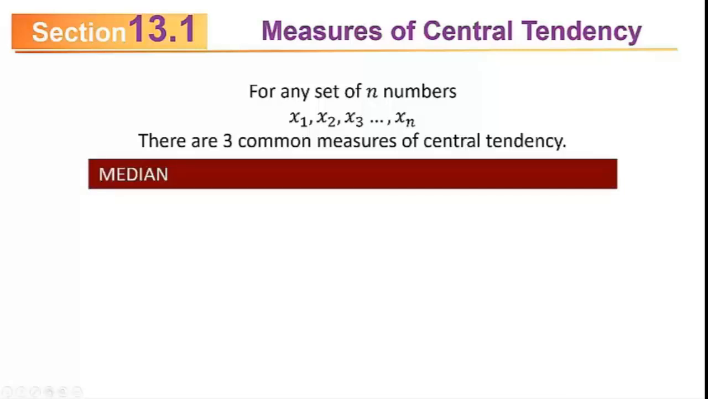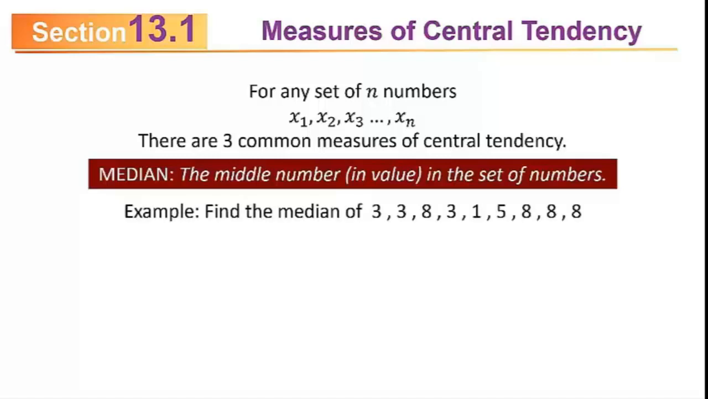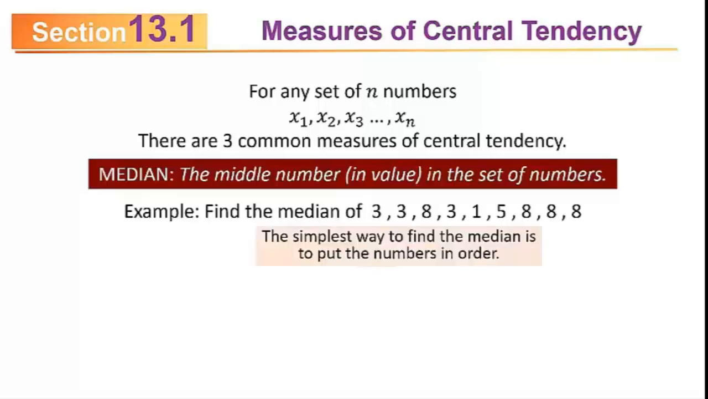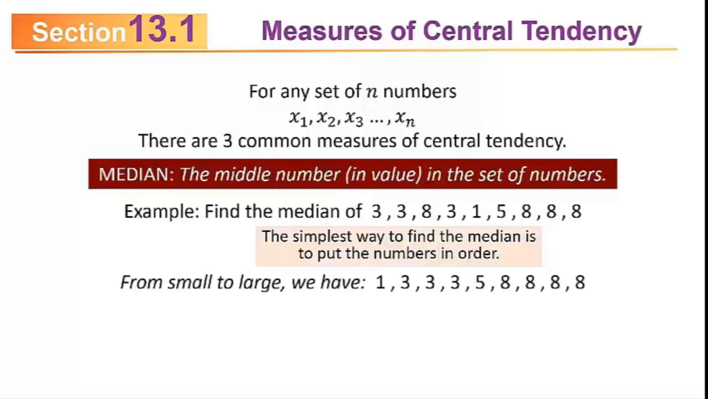The second common measure of central tendency is called the median. The median is simply the middle number in value. If I ask you to find the median of the set of numbers 3, 3, 8, 3, 1, 5, 8, 8, 8, the simplest thing to do is put the numbers in order because you can't find the middle number in value easily unless the numbers are ordered.